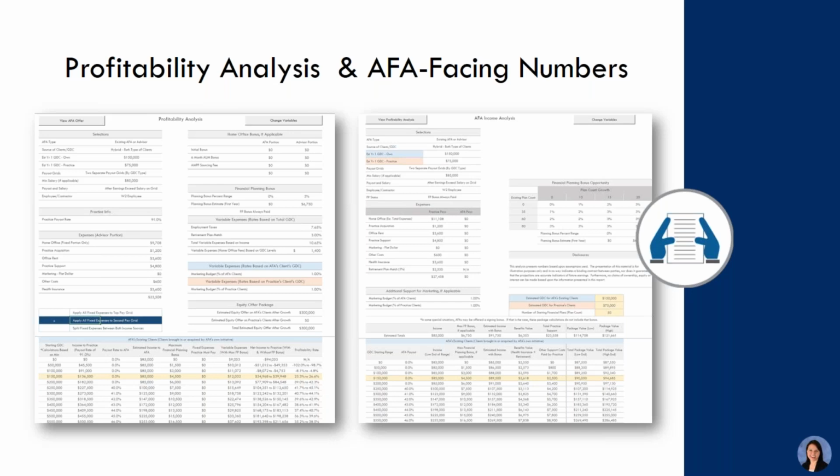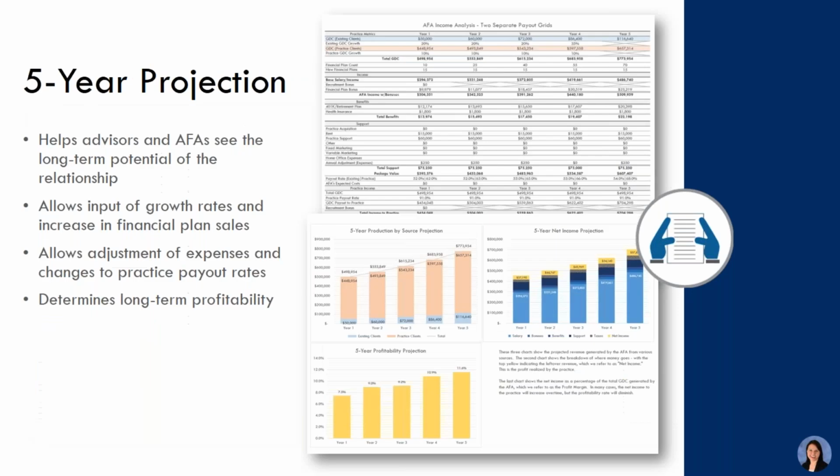One is a profitability analysis, which is advisor facing for you. So you can see, what is my income? What are my expenses? What do I walk away with? How profitable is this? And then we take the same numbers, shift them differently, and format them for the AFA. So in those terms, it is, what can I expect to make? What bonuses would I be eligible for? What benefits am I receiving? How much is this package being put in front of me worth? So you'll get both numbers.